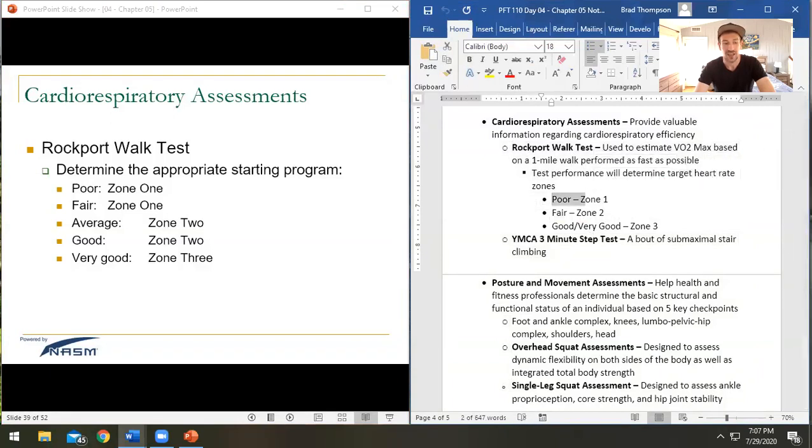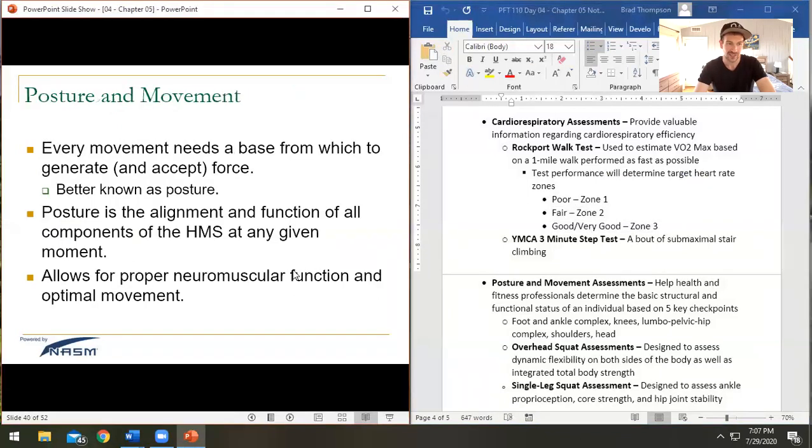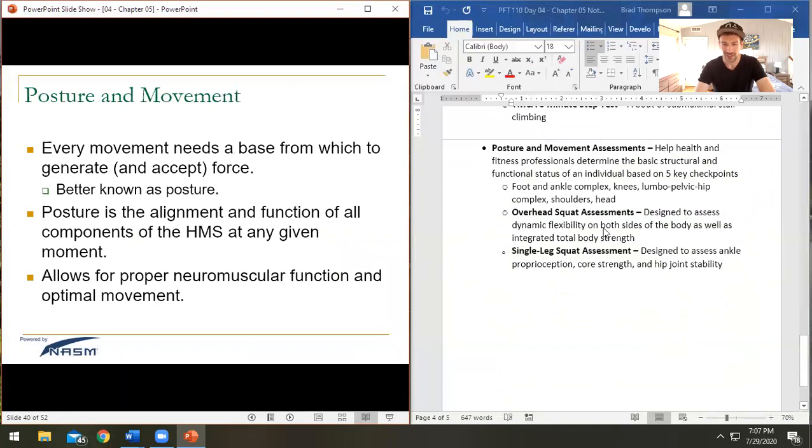So if your client gets a poor score, zone 1, a fair score, zone 2, good or very good, they're going to be put in zone 3. Okay. And lastly, my favorite type of assessments are going to be your posture assessments.